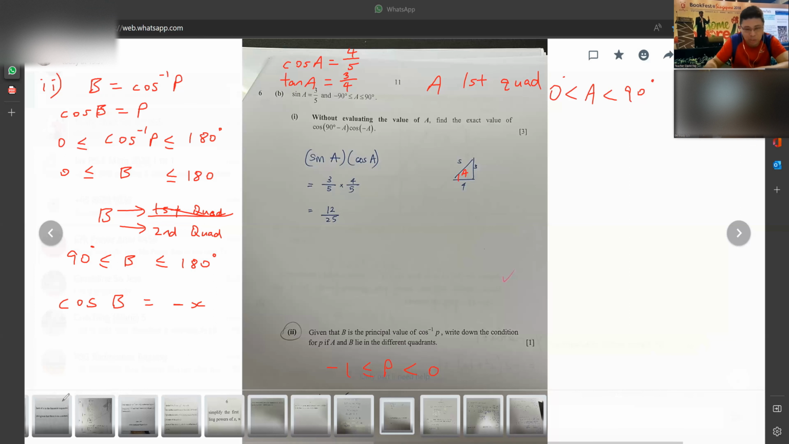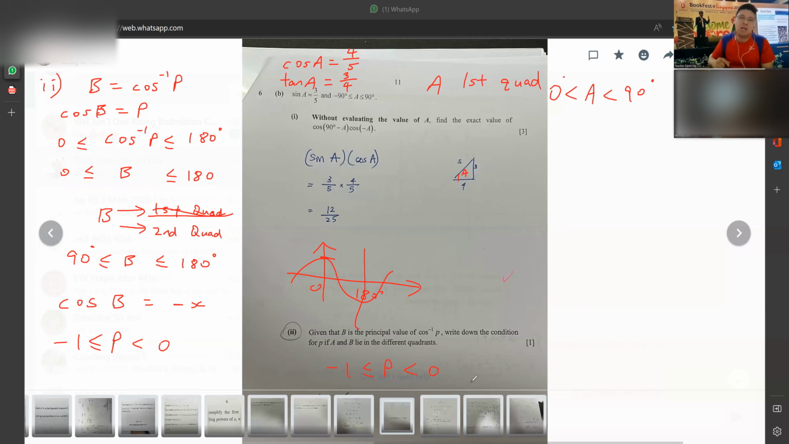So if cosine B is negative, and cosine B is your P, then P is negative x. That means P is a negative value, isn't it? If P is a negative value, then confirm it is less than zero. And confirm it is more than negative one, because for cosine, the lowest you can get is negative one, based on the cosine waveform. Understand now? That's the reason why it's like that.